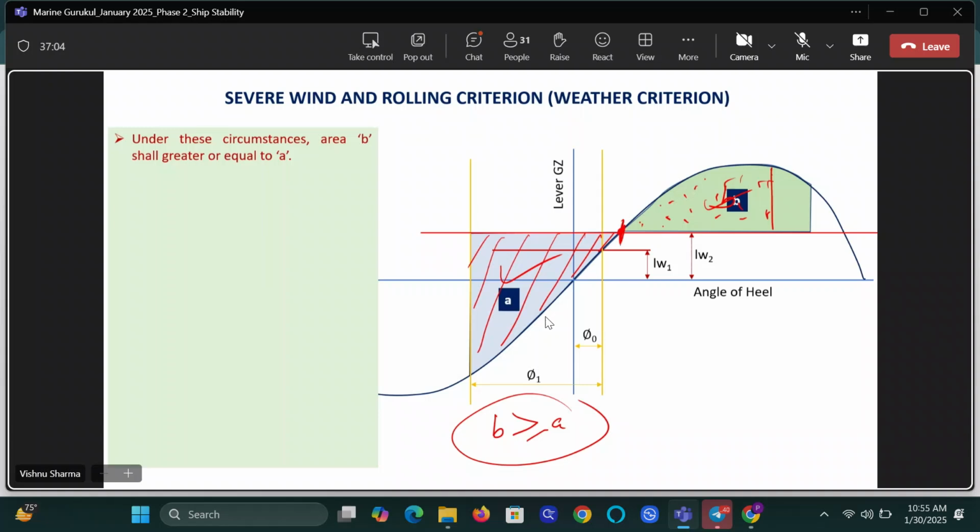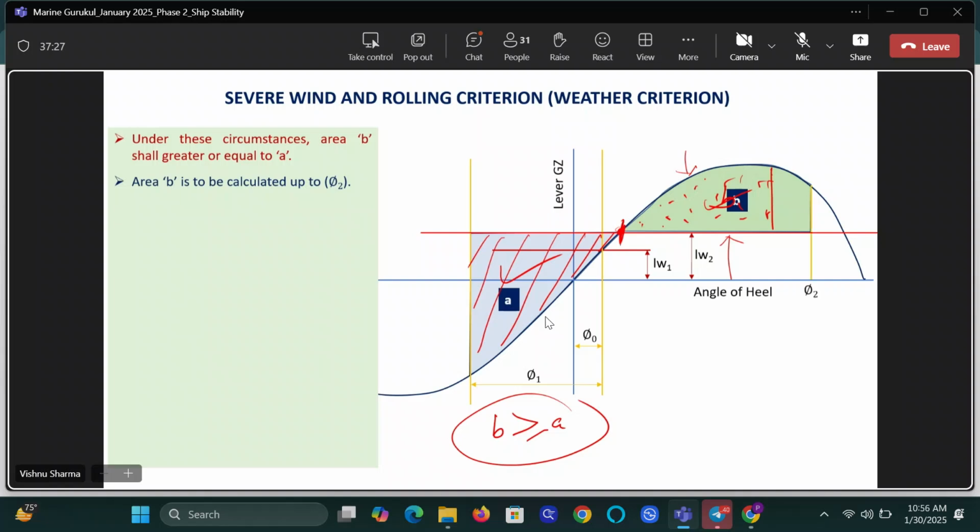And up to what angle do we measure B? On top, B is bound by this righting arm curve. Down below, it is bound by LW2. Left side, it is this point. Up to which point do we go on the right to measure this area? This area on the right side is measured up to an angle phi 2.